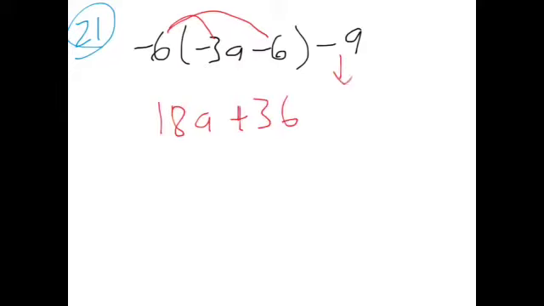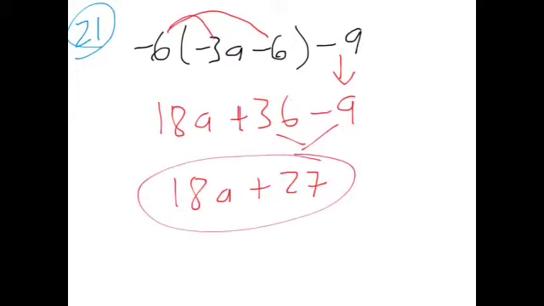And that negative 9 on the outside there is just going to come down, and then we'll deal with it now. It'll combine with the 36. 18a stays the same. 36 minus 9 is going to give you a positive 27. And now we have a final answer.